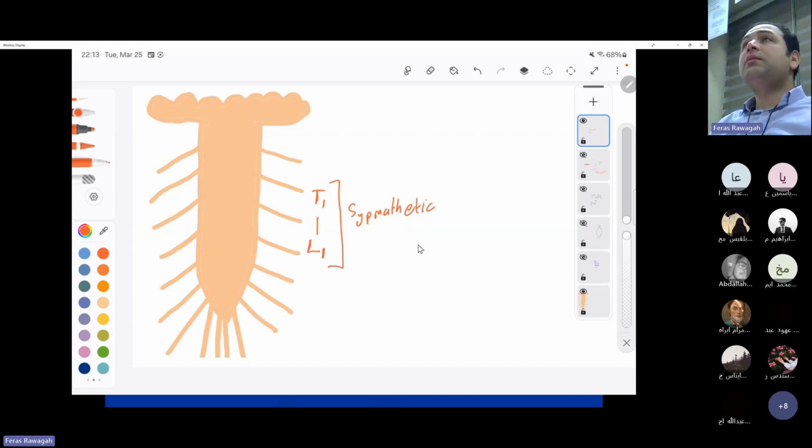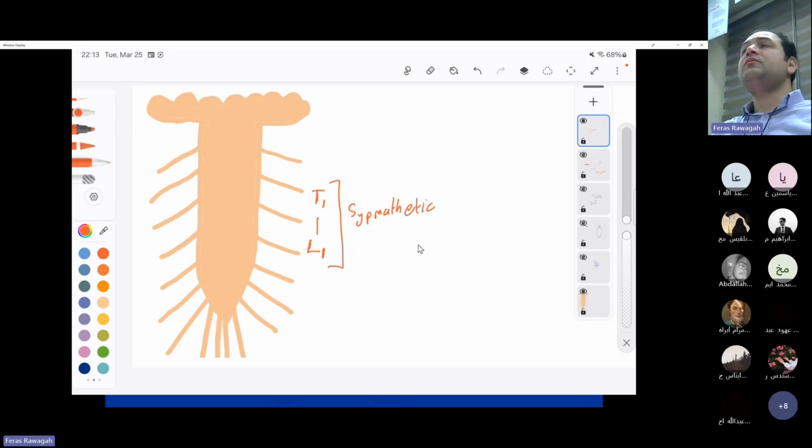Now, there are many differences between the sympathetic and the parasympathetic. The parasympathetic has specific functions, and each function works separately from the other. For example, pupillary constriction works alone, sphincter works alone. So each reflex works alone. This is the parasympathetic. While the sympathetic works all together because it's a response to danger. So it works all together. This is the sympathetic nervous system.